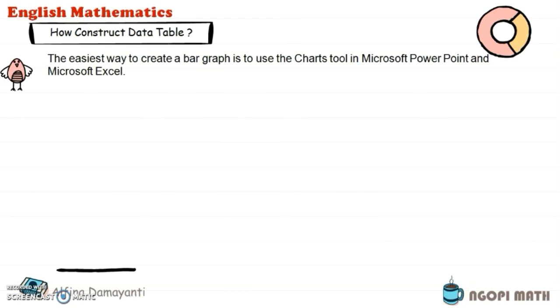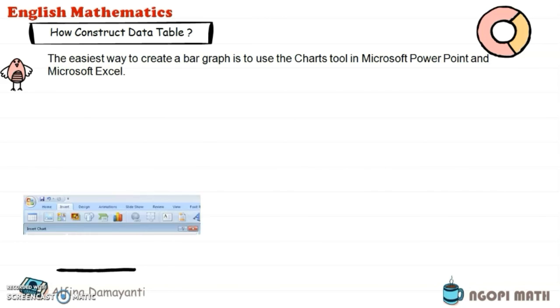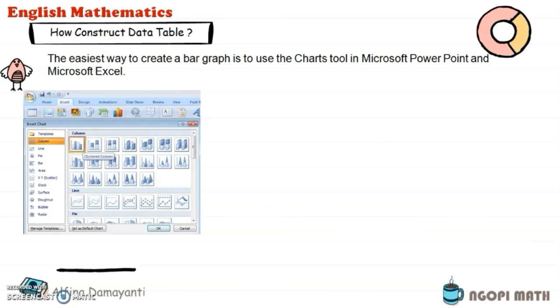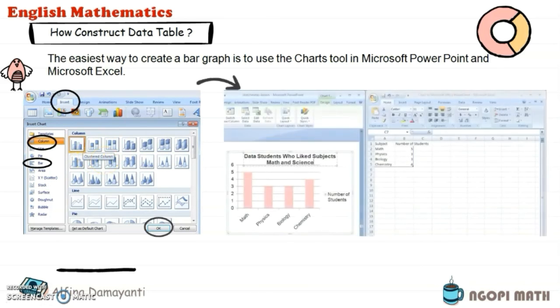The easiest way to create a bar graph is to use the charts tool in Microsoft PowerPoint and Microsoft Excel. First step, we choose Insert and then click the charts tool, and then we can choose column or bar. Here we choose a column. This is clustered column, and then click OK. After we click OK, we will go to Microsoft Excel to edit our data.